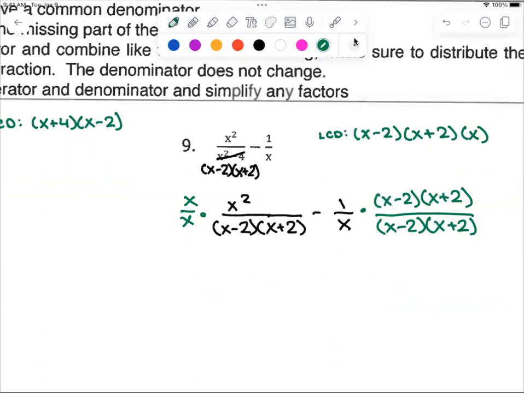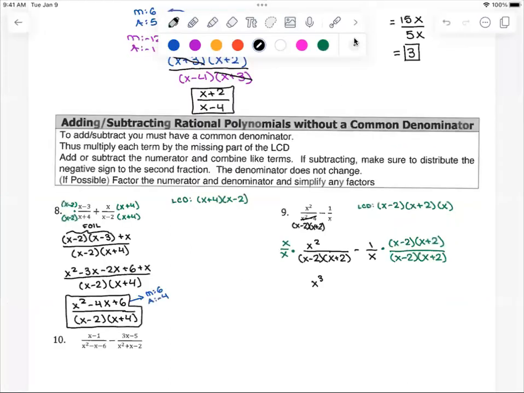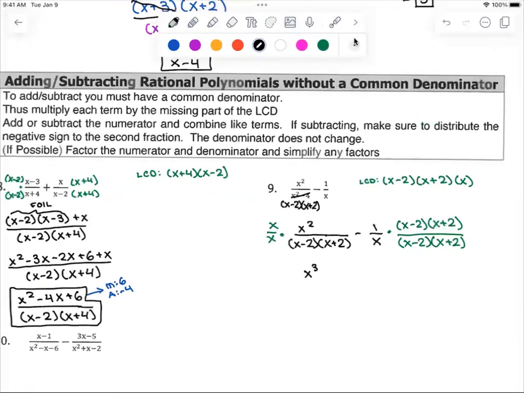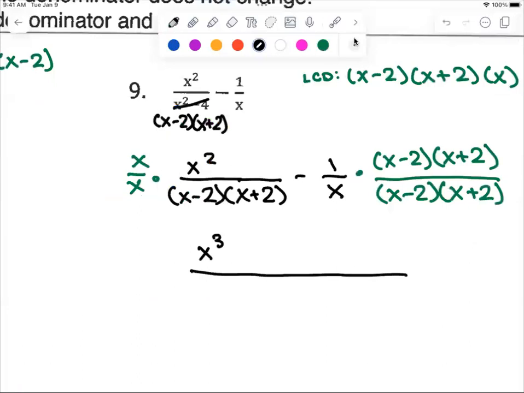So if we go to simplify, x times x squared is x cubed. And the common denominator here is x times x minus 2 times x plus 2, right? They both have a common denominator now. Minus, it's 1 times this. So it's minus, and we kind of already know what x minus 2 times x plus 2 is because that's what this was. So it's minus x squared minus 4.